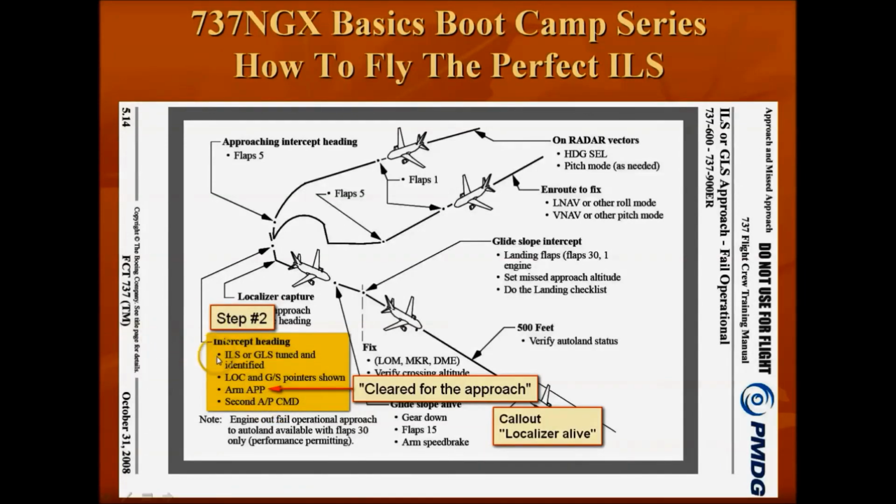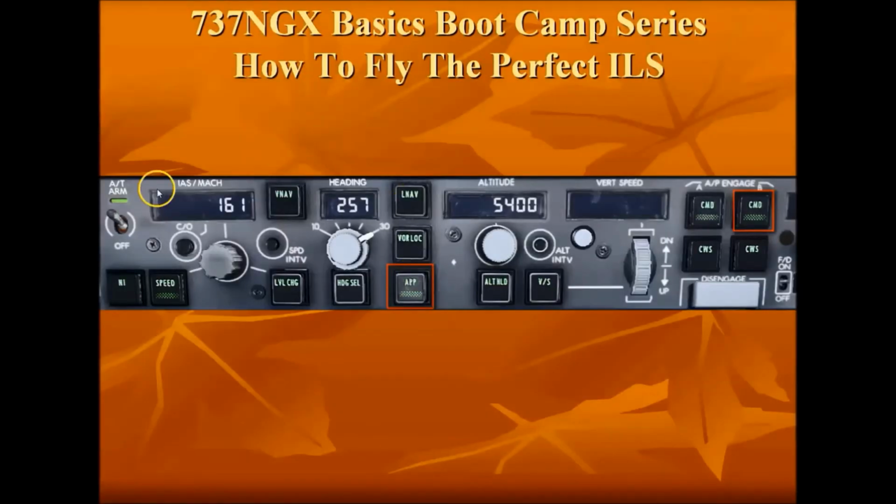So those are the four items. I'm going to talk about this first one here next. And once you've done all of these for step two, the last thing you'll really want to be monitoring from a call-out perspective is localizer alive. And I demonstrate that in the flying demonstration. We're coming in to the localizer, so we'll want to start tracking that localizer alive needle. Then we're going to normally press the approach mode button once we've been cleared for the approach, followed up by the second autopilot button if you're doing an auto land. So approach mode and command.